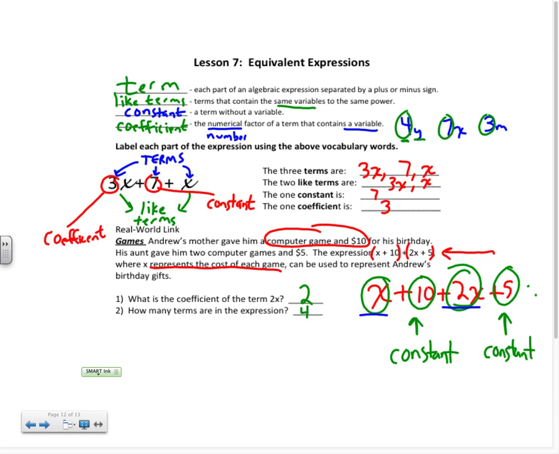All right, this is going to help us in our next part of this lesson called Simplifying Expressions. Stay tuned for the next lesson.